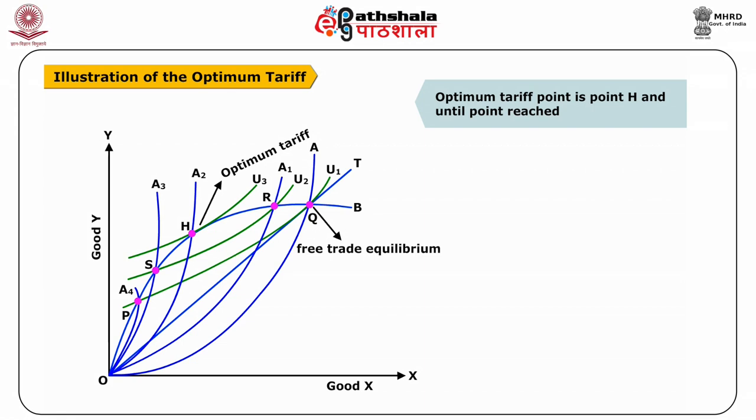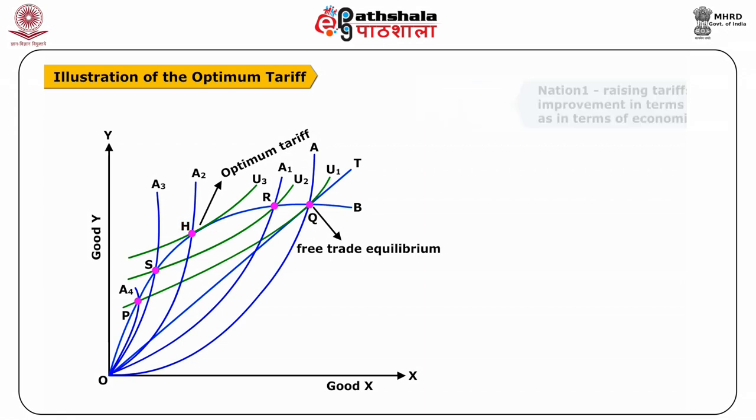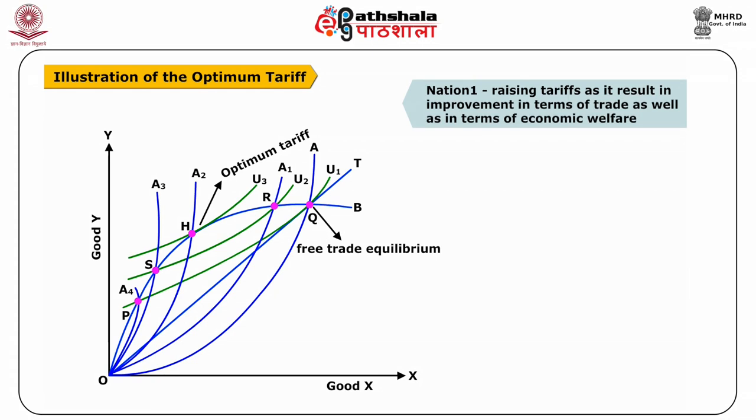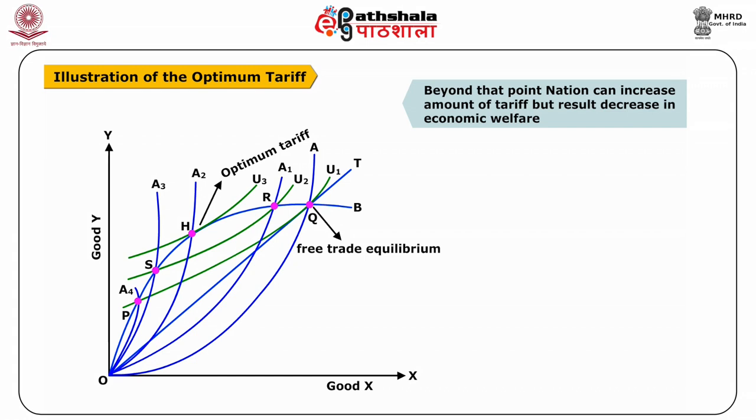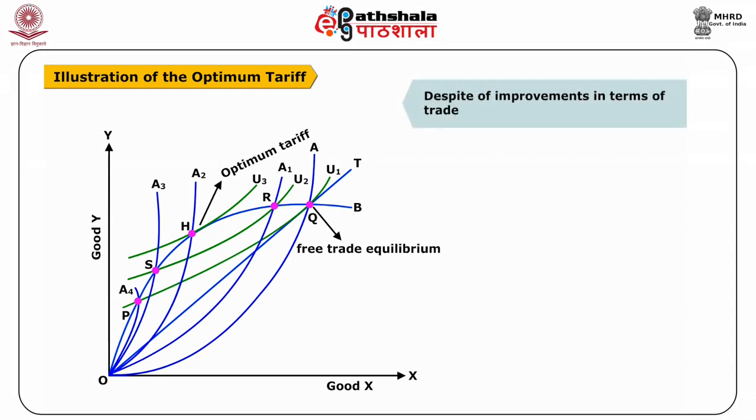The optimum tariff point is point H, and until this point is reached, nation 1 can raise tariff, as it will result in the improvement in terms of trade as well as in terms of economic welfare of the country. Beyond that point, the nation can increase the amount of tariff, but the result would be a decrease in economic welfare despite improvements in the terms of trade.